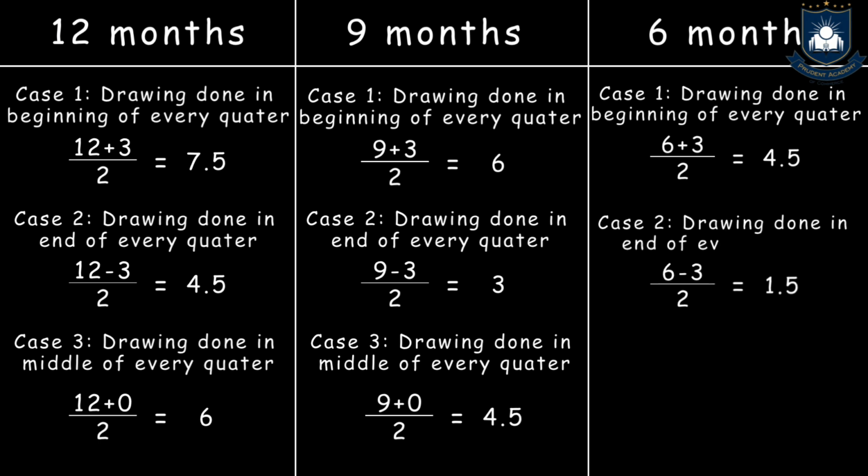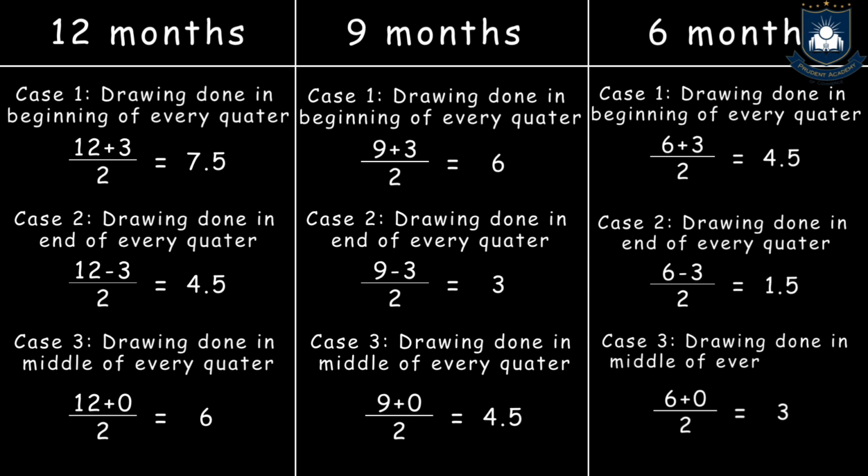Situation 2, drawing is made at the end of every quarter. The accounting period is 6 months. So 6 minus 3 divided by 2, which is 3 by 2, equal to 1.5 months. Then the last situation, if the drawing is made at the middle of every quarter, what is the time period? 6 plus 0 divided by 2, which is 6 by 2, equal to 3 months. This is the way we'll have to calculate.